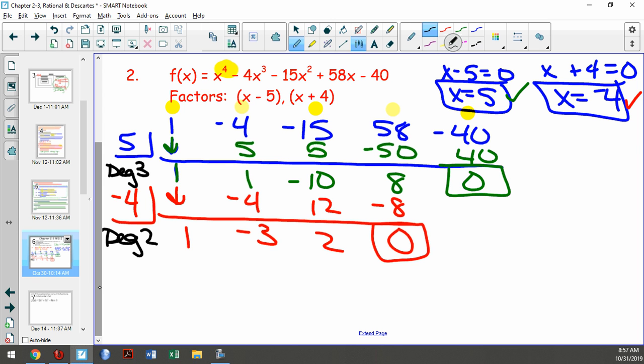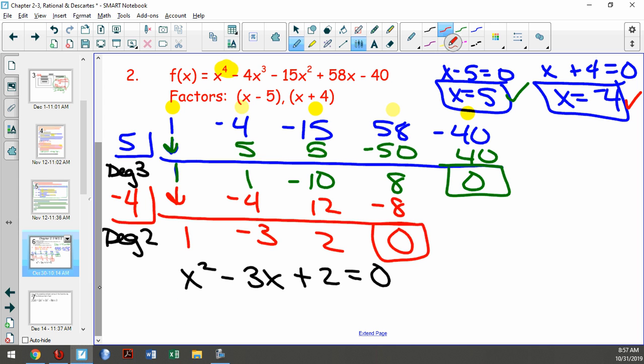Now, what is the polynomial that remains that's degree 2 now? What is this? X squared minus 3x plus 2. And we're going to set that equal to 0. The reason why is because we actually want to find the factors of this. So I need to factor this into 2 binomials if at all possible. So how do I factor this into 2 binomials?